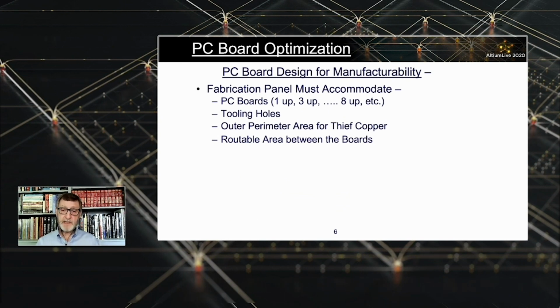The fabrication panel must accommodate these. There are things that have to go in that panel besides the circuit boards. They have to accommodate the boards themselves. We just talked about that. There have to be tooling holes in the panel.